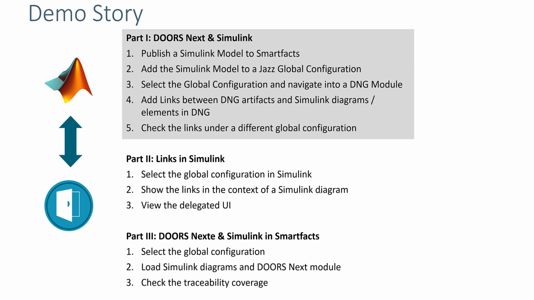So here's the demo story. In part one, we'll be doing the following. First, we publish a Simulink model to Smartfacts. I have done that already. Then we add a Simulink model to a Jazz global configuration. In the third step, we will select that global configuration in DOORS Next and navigate into a DOORS Next module. Here we will add some links to Simulink diagrams and elements, and finally we will check the links under a different global configuration.